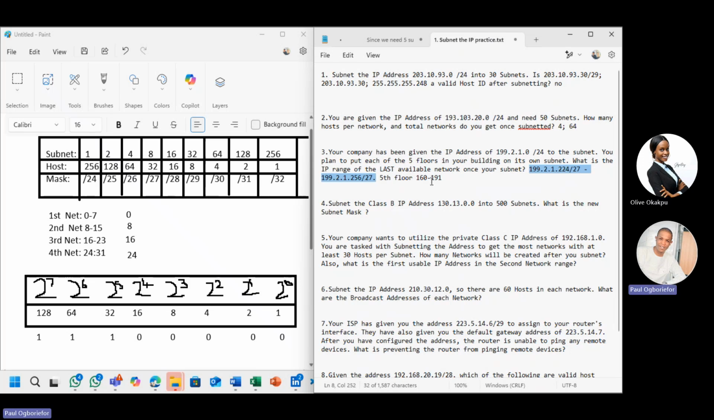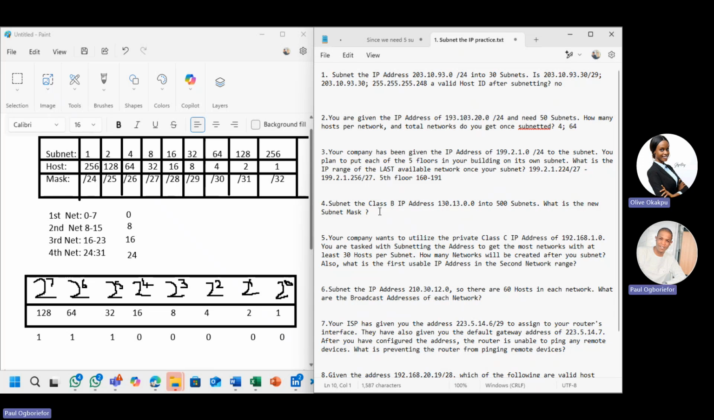So what you just do is 32 plus 32 plus 32. The network host will start from 0. That is the first network. The second network will start from 32. The third network will start from 64. The fifth network will start from 192. Like that and like that. Did you get that? Yes, I understand it now.